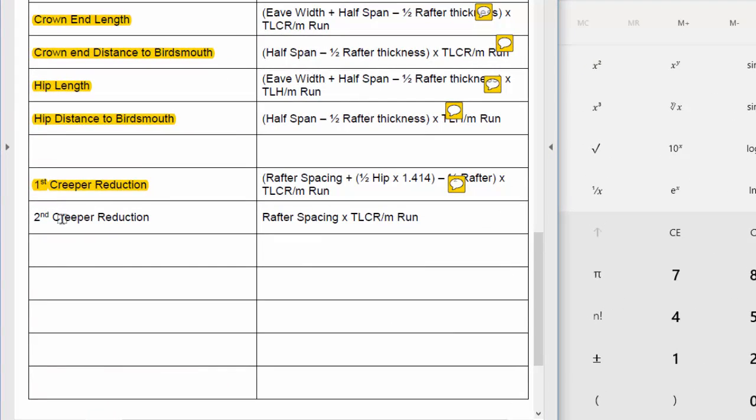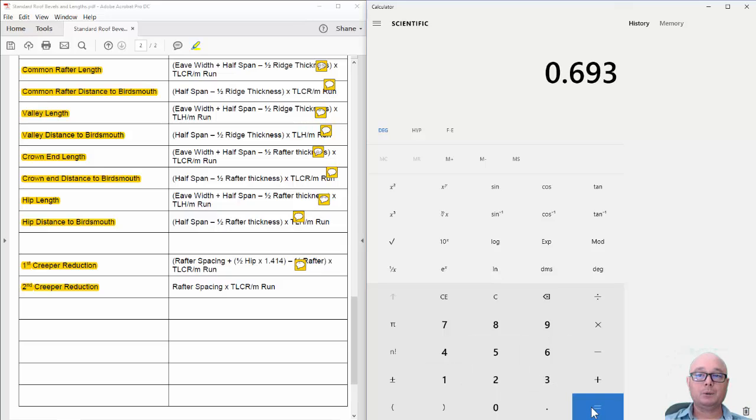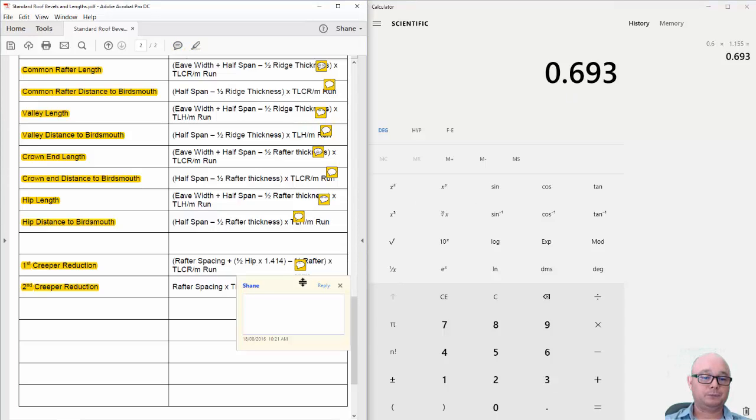And now I'll go on to the second creeper reduction calculation. For this calculation, it's simply the rafter spacing times your true length of common rafter per metre run. So pretty straightforward. Again, the rafter spacing was 600 millimetres. Putting that into the calculator is 0.600 times the true length of common rafter per metre run, which was 1.155, and equals. And the second creeper reduction is 693 millimetres, which is 0.693 metres. So putting that there, 0.693.